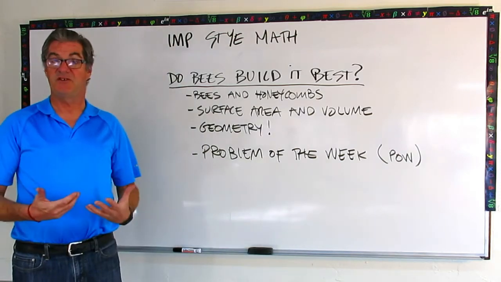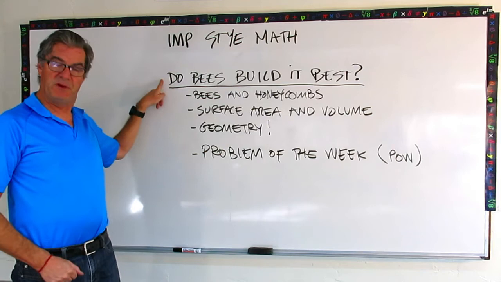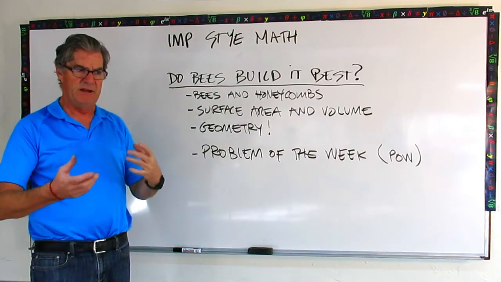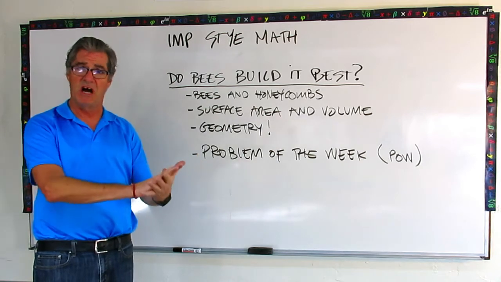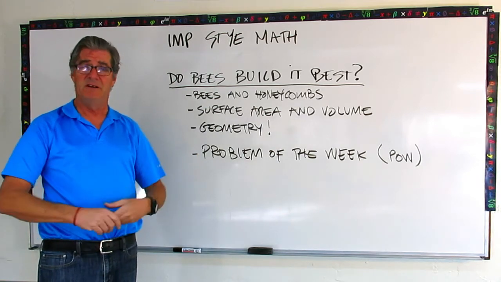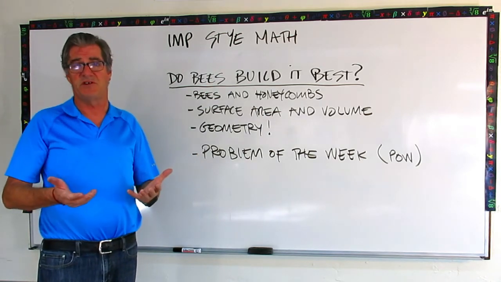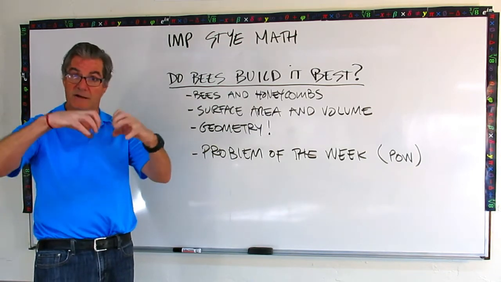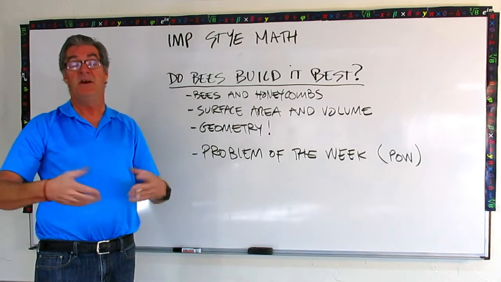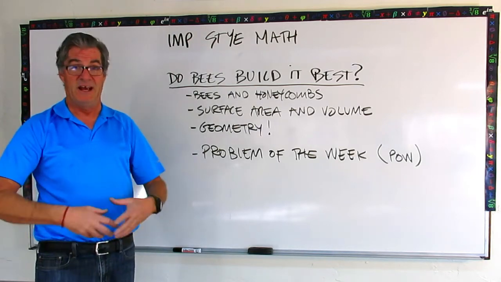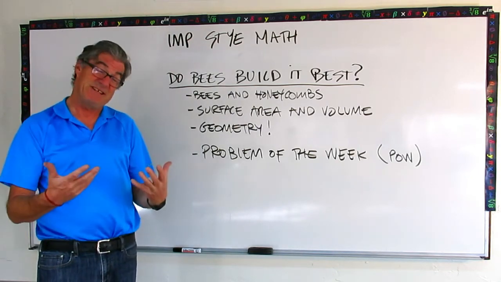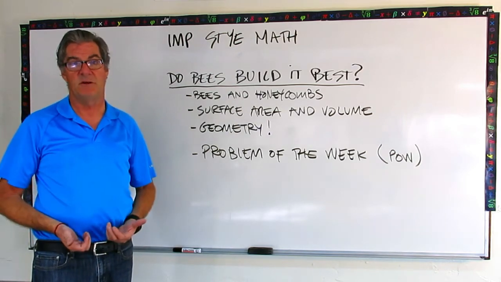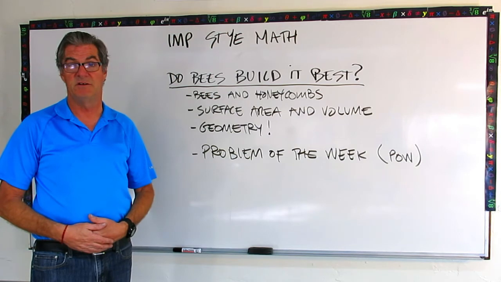So let's take a look at this unit. It's called Do Bees Build It Best? And we're going to ask a question about bees. They make honeycombs and they store honey inside those combs. And we're going to try to answer an efficiency question. Are they as efficient as possible in this process? We're going to unpack that question quite a bit, look at all the mathematical terms involved, and then start crunching some numbers and try to come to the conclusion, do they build it best? That's our unit problem. That's the question that we're answering.